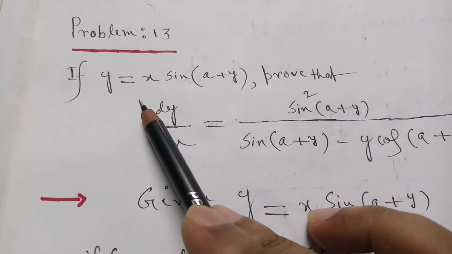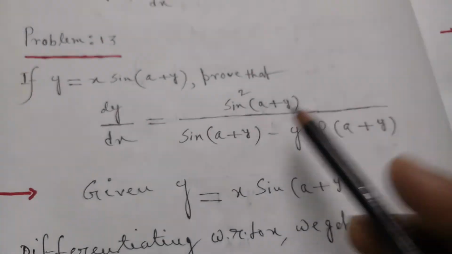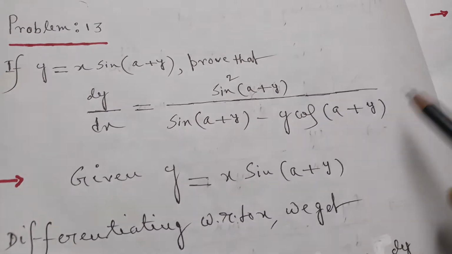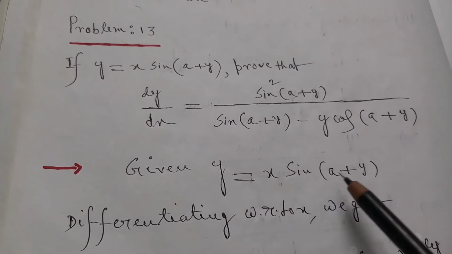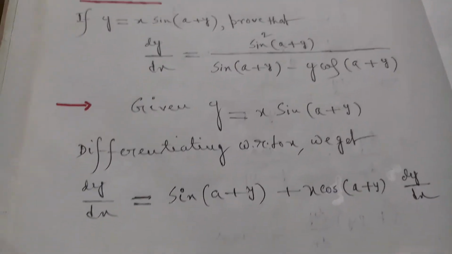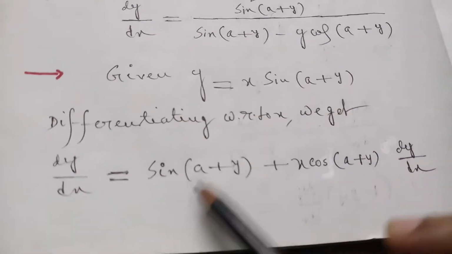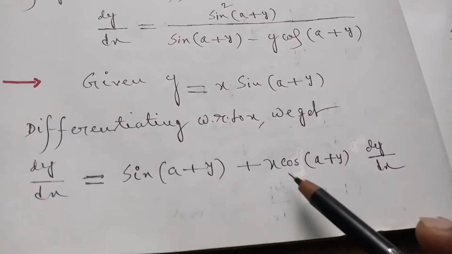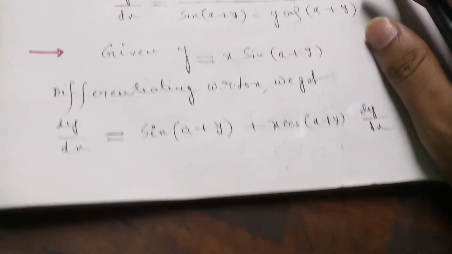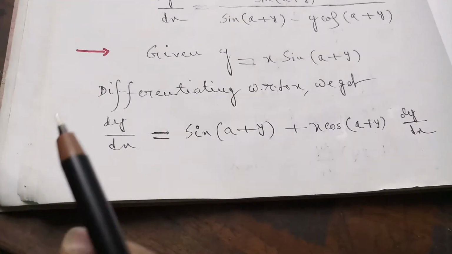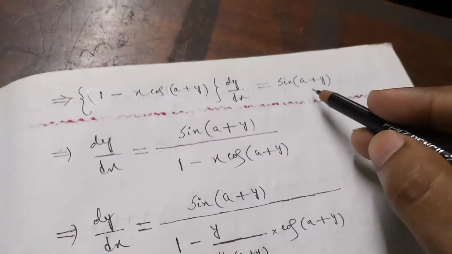If y equals x sine a plus y, then prove that dy dx equal to sine square a plus y by sine a plus y minus y into cos a plus y. How to prove it? Given y equal to x sine a plus y, obviously. Now differentiate this one, so dy dx, and this is the u v. So this one constant, derivative of x is 1, so sine a plus y plus x is constant, derivative of sine is what? Cos a plus y, and derivative of a plus y is dy dx. Easy. So now if this one is in the left hand side and common dy dx, that should be 1 minus x into cos a plus y dy dx, that is equal to sine a plus y.